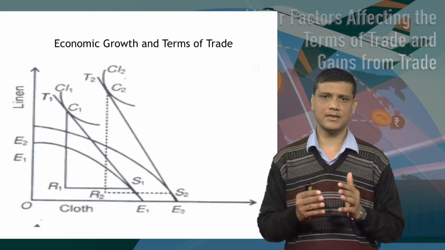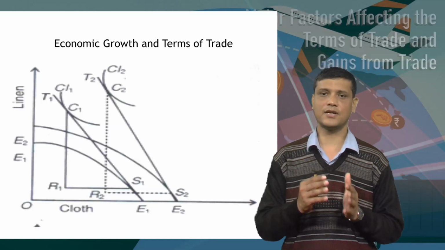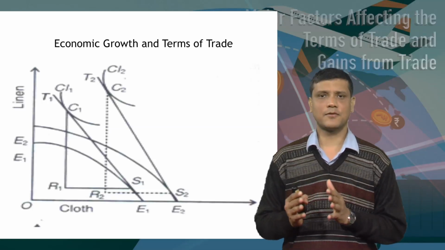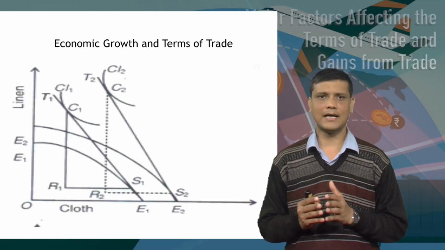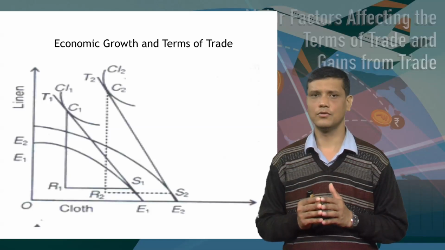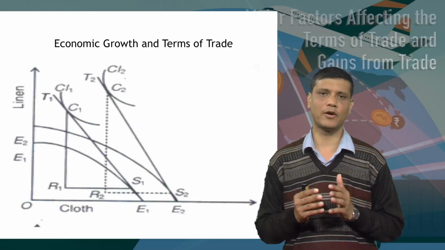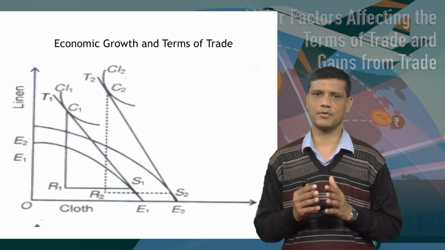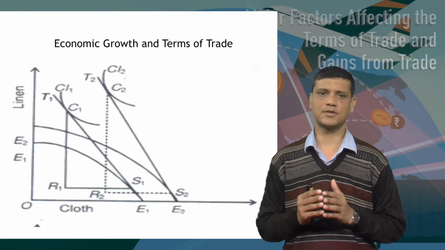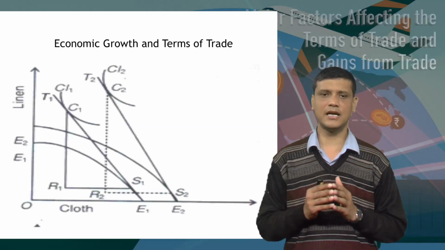When growth takes place, the production possibility curve E1 shifts outward as E2. The new terms of trade after growth, as represented by the slope of the line T2, show an improvement when production takes place at point S2 on the production possibility curve E2 and consumption at point C2 of the community indifference curve CI2.